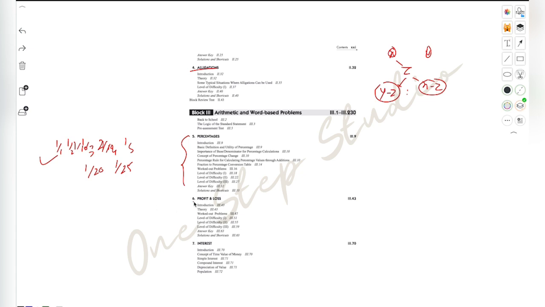For profit and loss, it's my favorite topic. I just used to remember only two things. It's very basic math, right? Your cost price should be less than your selling price. If your selling price upon cost price is less than 1, that means you have sold for less than what you bought it for. You are making a loss. And similarly, if your selling price upon cost price is greater than 1, you are making a profit, right?